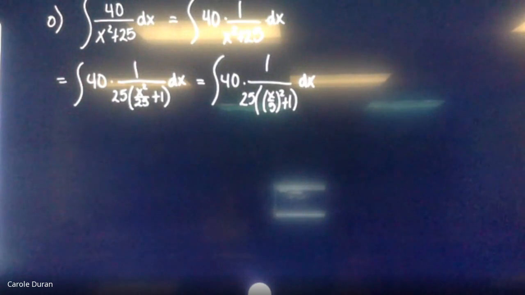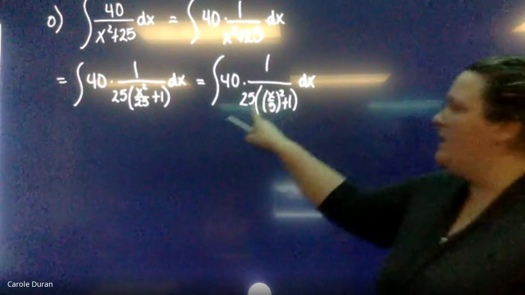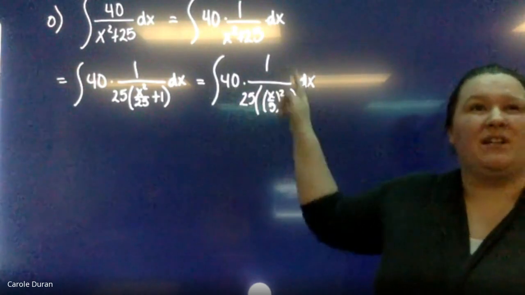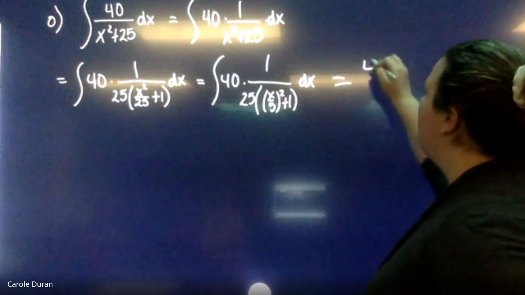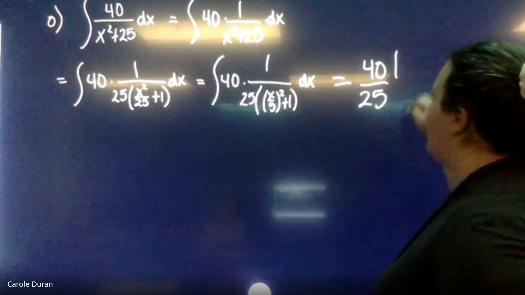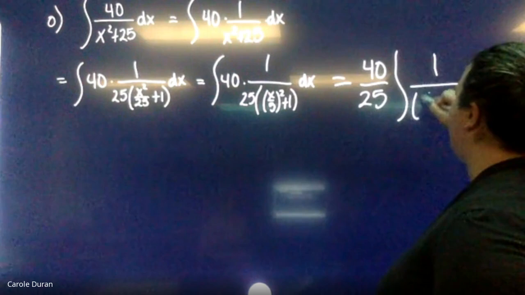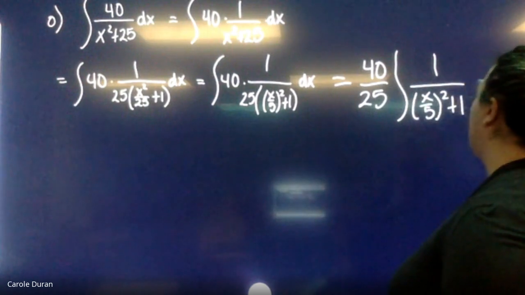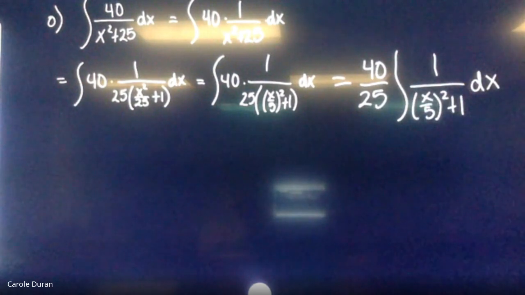I would like to make this look a little bit nicer. So I'm going to pull this 25 and make it a denominator under my 40, and put them out front because they're constants. So this is 40 over 25 times the integral of 1 over x over 5 squared plus 1 dx. So 8 over 5 then. We're not there yet, don't reduce that yet. Are we all okay so far? For the most part.